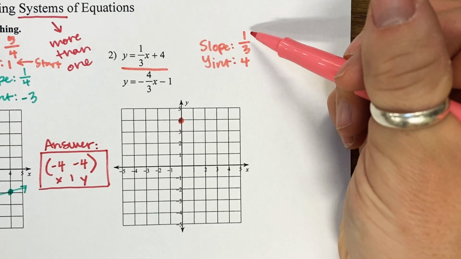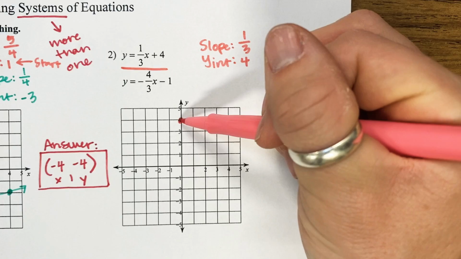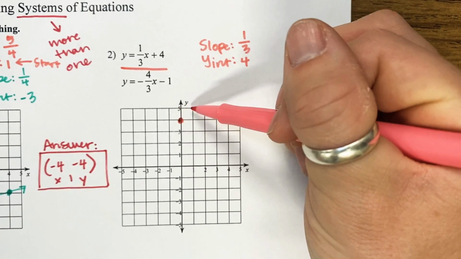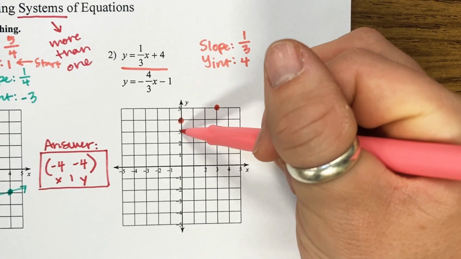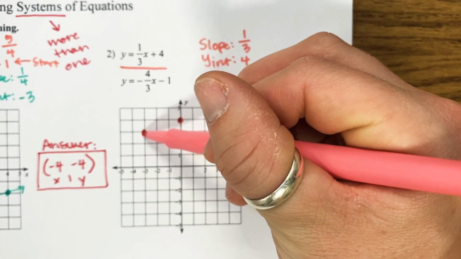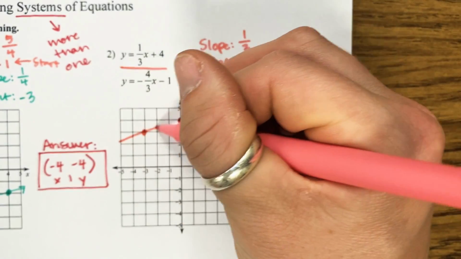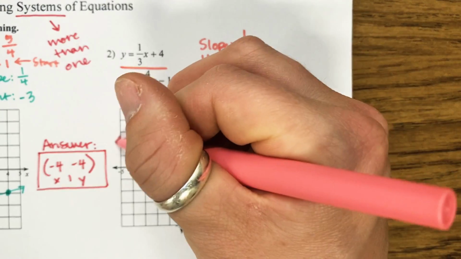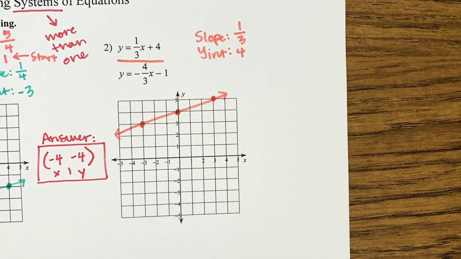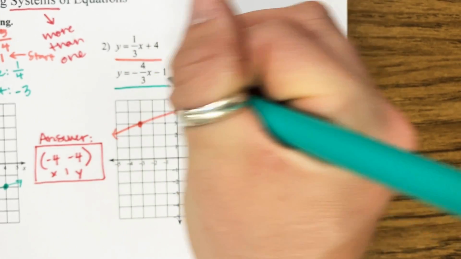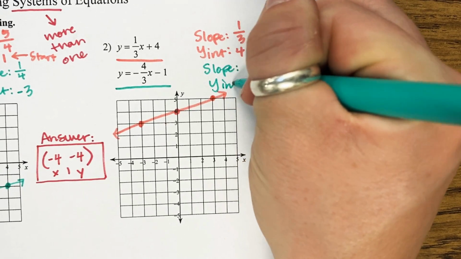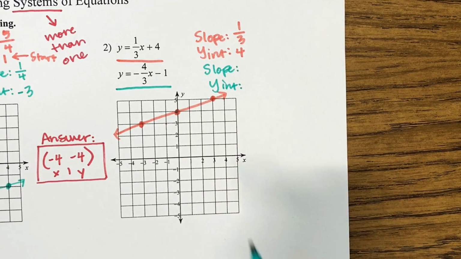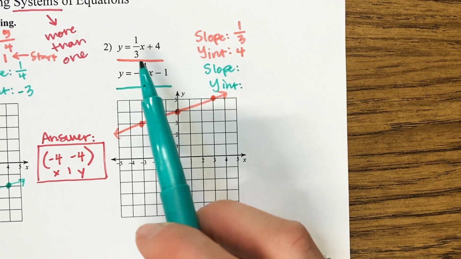Then we're going to use our rise over run with our slope. So rise 1 and run 3. 1, 2, 3. Remember, we can always go backwards. Go down 1 and back 3. Still creating that same straight line. And there we go. Now let's go ahead and graph our green line. I need my slope and my y-intercept for my green line. What is my slope? What's right in front of my x?